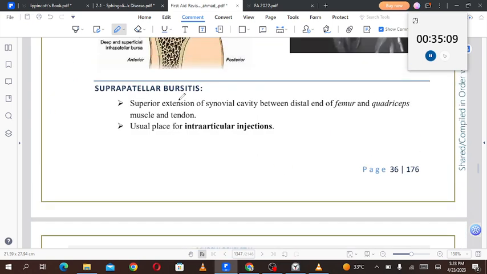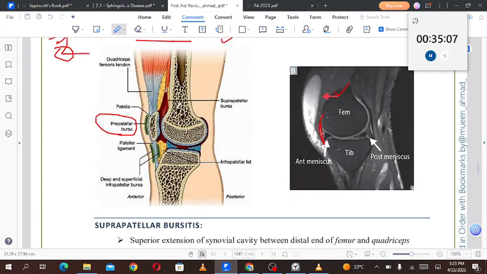Now we have suprapatellar bursitis. This bursa over here is the suprapatellar bursa. It is not a separate synovial cavity. It is a superior continuation of the knee joint cavity. So this is called superior or suprapatellar bursitis.